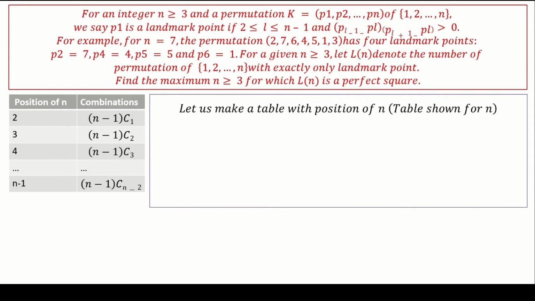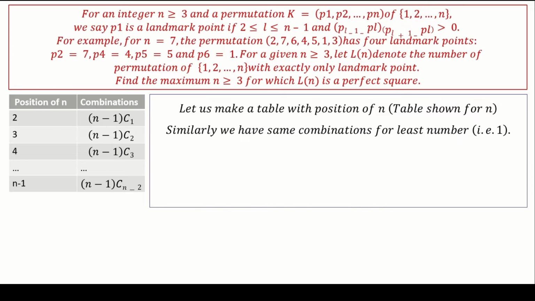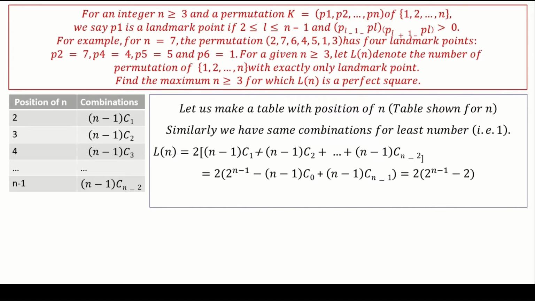This is only with the highest number I took. The same table you can make for the lowest number also, with exactly the same count. So the total number of combinations is 2 times n minus 1 C1 plus n minus 1 C2 plus up to n minus 1 C n minus 2. Now this is nothing but 2 to the power of n minus 1 minus the two missing terms. If you see, this runs from n minus 1 C1 to n minus 1 C n minus 2. The missing terms are n minus 1 C0, the first, and the last, n minus 1 C n minus 1.